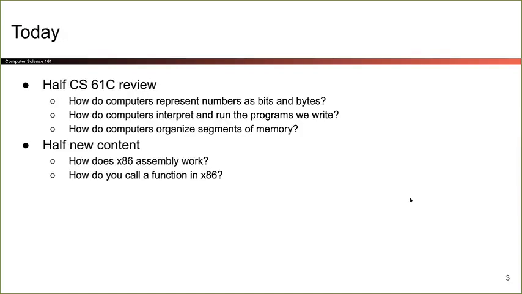And today we're going to spend the first half talking about 61C content. So it's going to talk about number representation. It's going to talk about how we write programs and then turn them into code that the computer can understand. And then we're going to talk about how the computer organizes different segments of memory in order to ultimately run the program. After that, we're going to talk about x86 assembly. So x86 is the assembly language that we're going to use in this course. And then we're going to talk about specifically the calling convention.